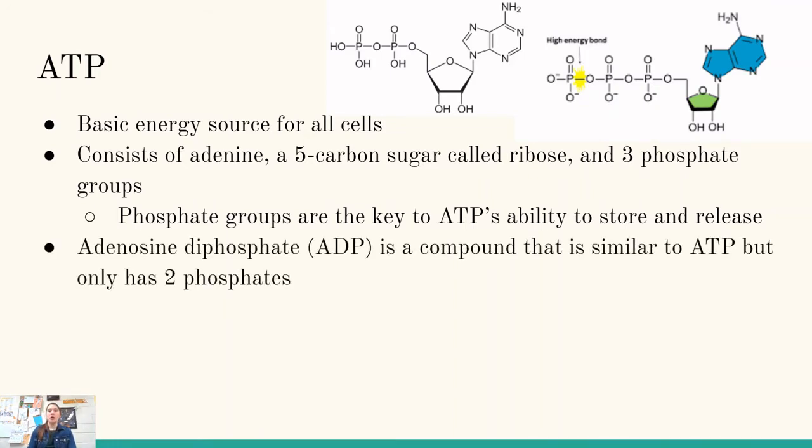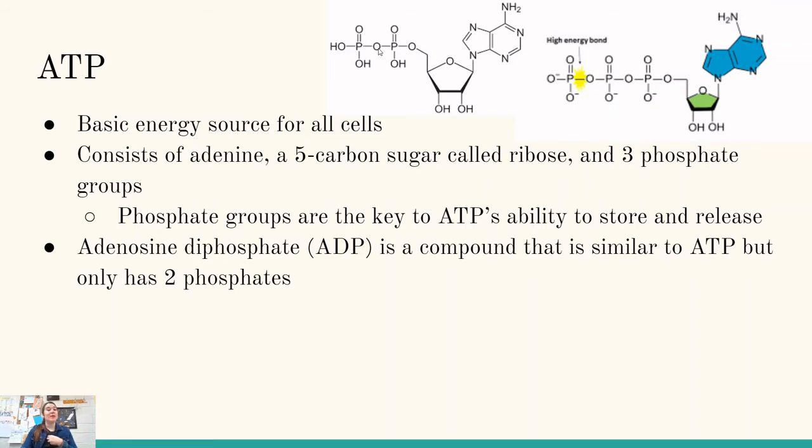So similar to that, we have a compound called adenosine diphosphate, ADP. And adenosine diphosphate is really similar to ATP, but di, right? Di means 2. So ADP only has 2 phosphate groups instead of 3. So this right here is adenosine diphosphate, ADP. And you notice we still have this adenine. We still have ribose here. But instead of 3 phosphate groups, this picture on the left only has 2 phosphate groups.